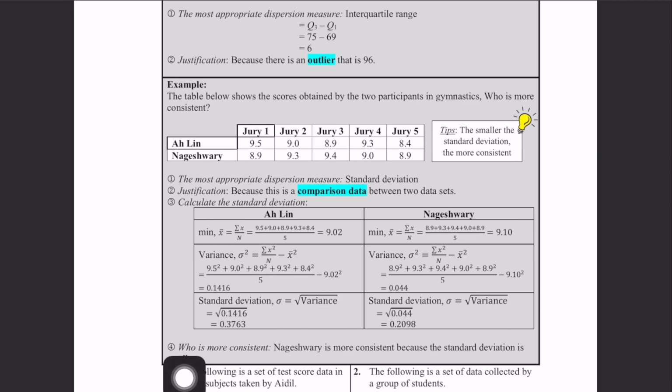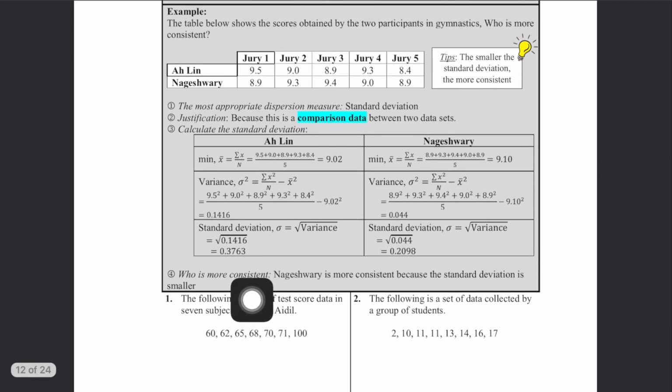Now which one is more consistent? From these 2 values, you can see that Nageshwari's is smaller. The value of the standard deviation is smaller compared to Alin's. So we can say that Nageshwari is more consistent because the standard deviation is smaller.